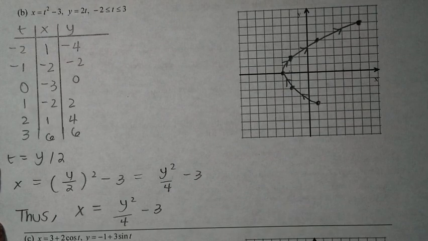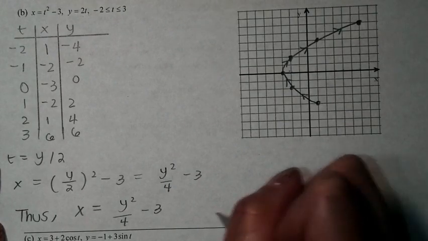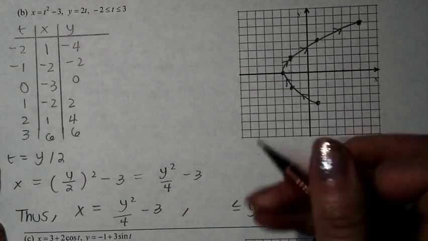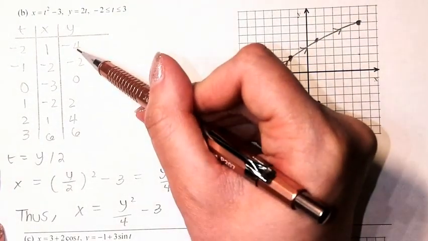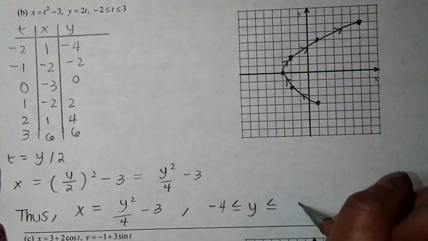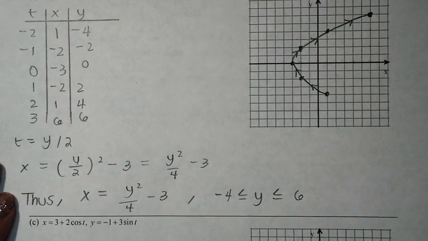Now, what are the restrictions that you have for the y? So what are the restrictions for the y? Well, look at the y's from -4 to 6. And those are the restrictions that we have.